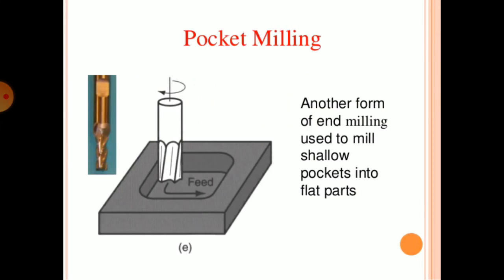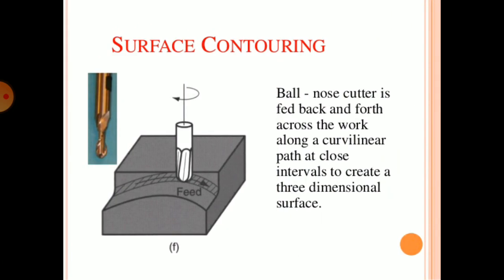Profile milling is where the outside periphery of flat part is cut. Conventional end mill is used to cut the outside or inside periphery of a flat part. In pocket milling, another form of end milling used to mill shallow pockets into flat parts. Surface contouring is where a ball nose cutter is fed back and forth across the work along a curvilinear path at close intervals to create a three-dimensional surface.